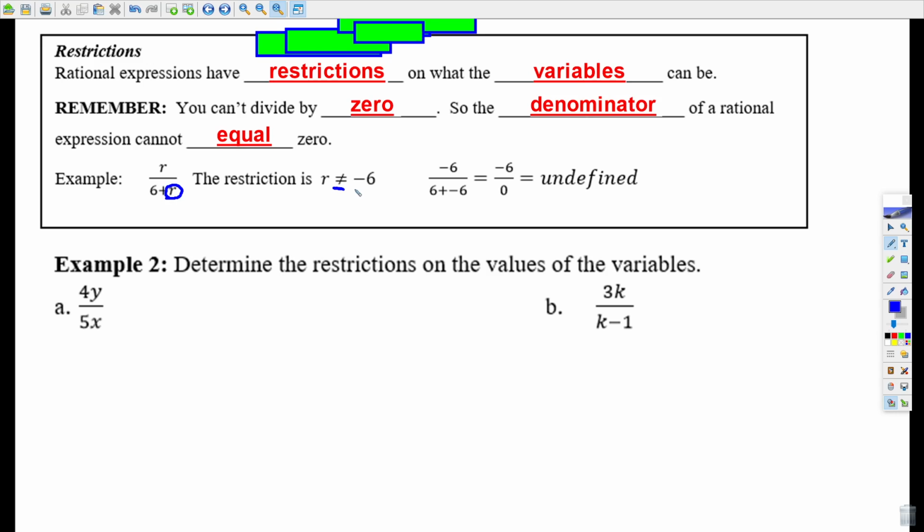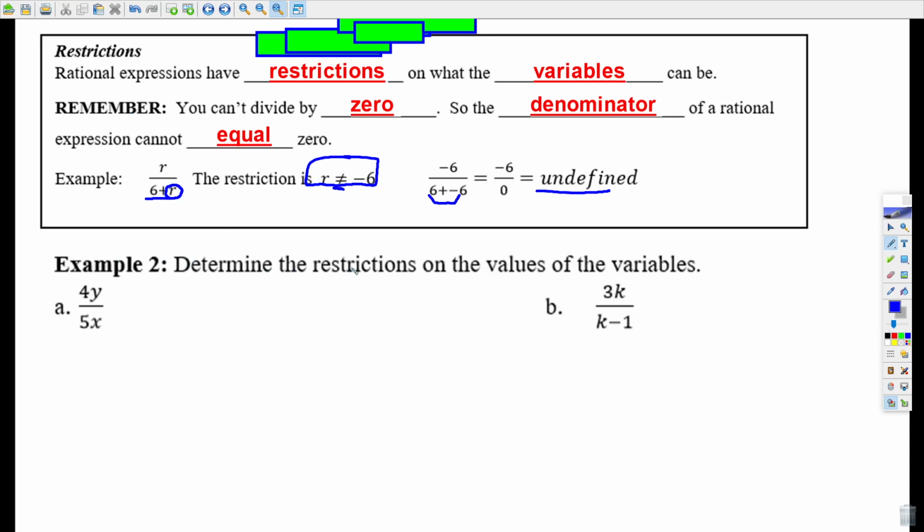Because if it were equal to negative 6, that's what it shows over here, you would have negative 6 on top, negative 6 on the bottom. If you added these two together, you get 0, and you're not allowed to divide by 0 because that's undefined. So we call the restriction r cannot be equal to negative 6. So we're just going to practice doing that, thinking what makes the denominator 0.